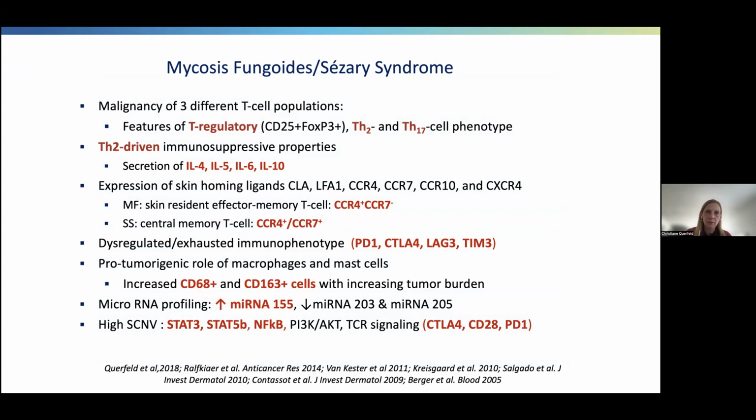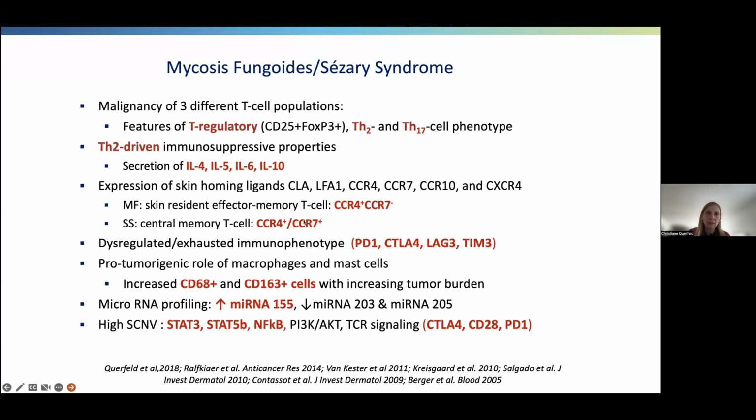understanding the microenvironment of mycosis fungoides and Sézary syndrome. So we know that there are three different malignant T cell populations or phenotypes: Treg phenotype, Th1, and then Th17 cell phenotypes. Mostly the Th2-driven immunosuppressive properties have, however, been identified, with secretion of interleukin 4, 5, 6, and mostly 10. Importantly, interleukin 10 is very immunosuppressive.